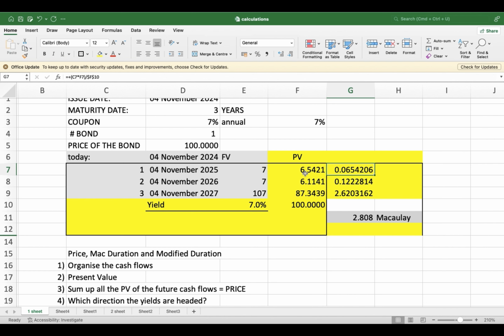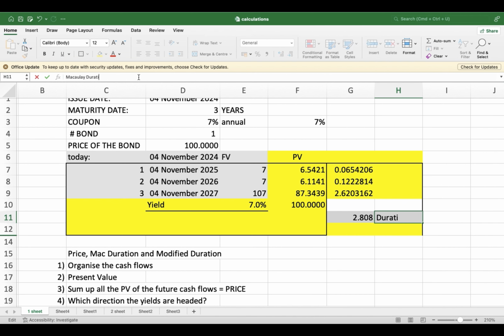The present value, by when is it coming back? Till when is it coming back to me? So 6.5421 is coming back in 1 year's time. This 6.1141 is a present value which is 2 years' time, and this one. So you multiply by that. The weightages are the time periods: this multiplied by 1, this by 2, this number by 3. Then divided by the price, which is F10. You sum up all these three numbers, you get something which is called the Macaulay duration.